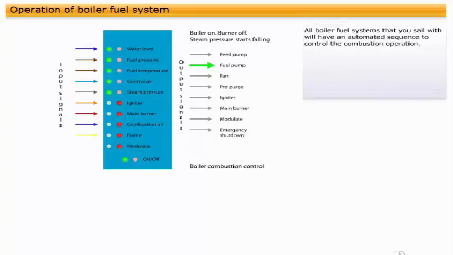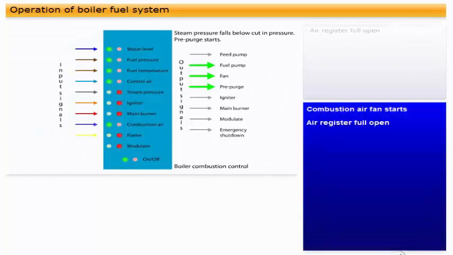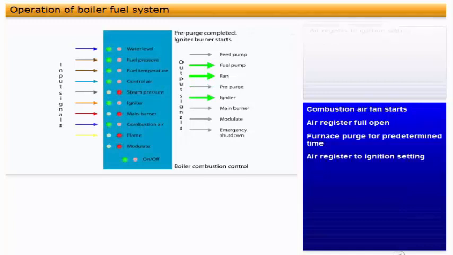All boiler fuel systems that you sail with will have an automated sequence to control the combustion operation. A typical combustion control sequence will have the following basic elements. The sequence will be initiated when the steam pressure falls below the burner cut-in point. The first part of the sequence will be the furnace pre-purge. Combustion air fan starts. Air register full open. Furnace purge for predetermined time. Once the pre-purge is complete, the ignition burner is activated. Air register to ignition setting. Fuel to ignition burner. Spark igniter operates.